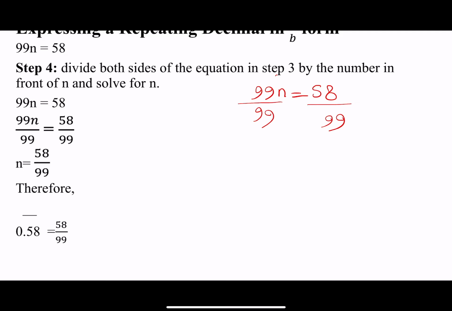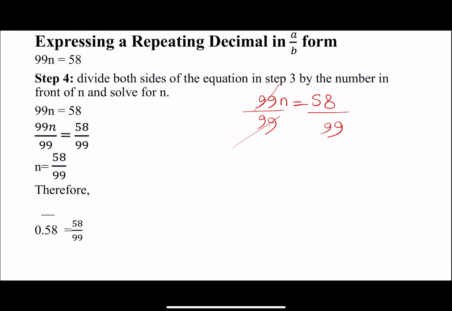On the left side, 99 and 99 cancel each other, so n is equal to 58 over 99. You can try it actually. 58 divided by 99. Okay, you get 0.58585858, repeating, so the answer is right.